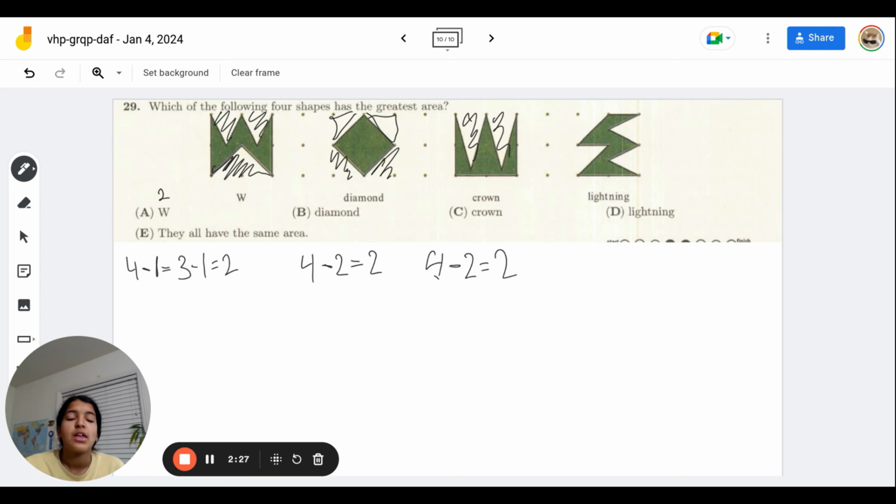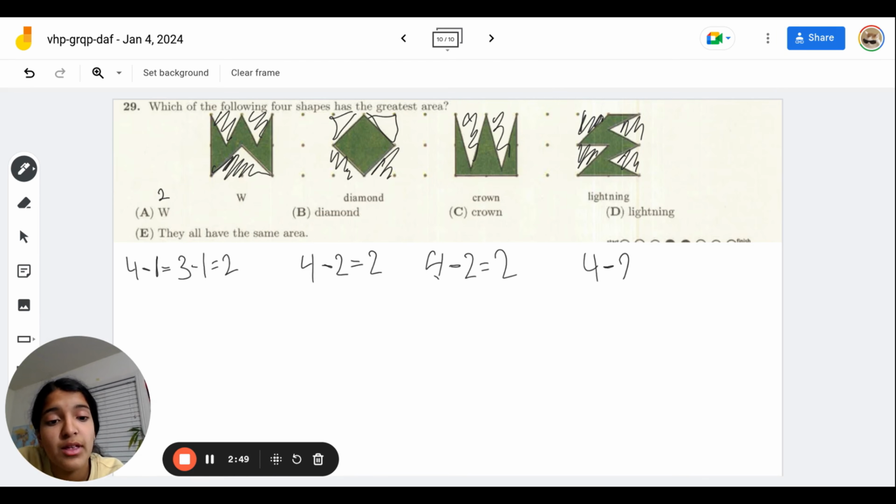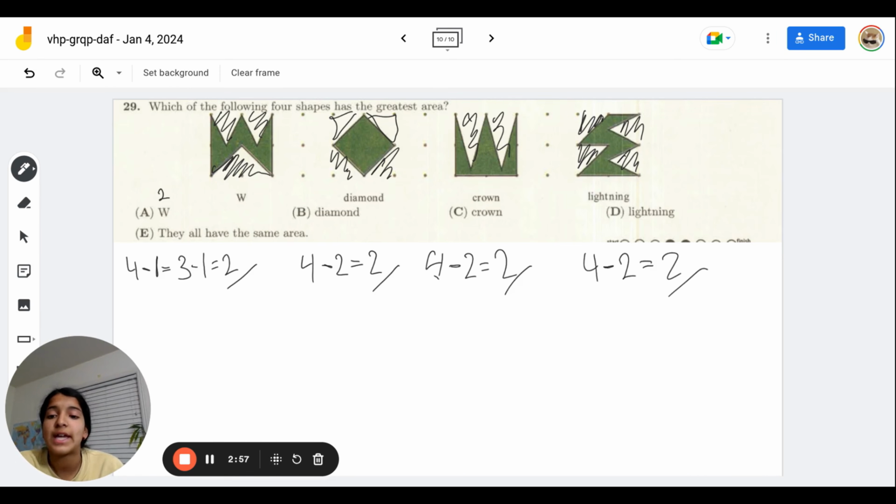And then for the lightning, it still has a starting base of 4, and then we cut out these 4 1 by 1 triangles. 1 by 1 triangles have an area of a half. So a half plus a half plus a half plus a half would be 2. So you would subtract 2 and you get 2. So all of these have the answer 2, 2, 2, and 2. So the answer to this question would be E. They all have the same area.